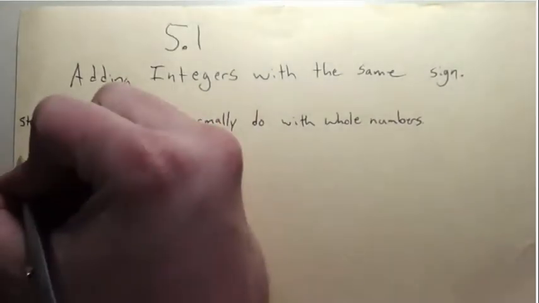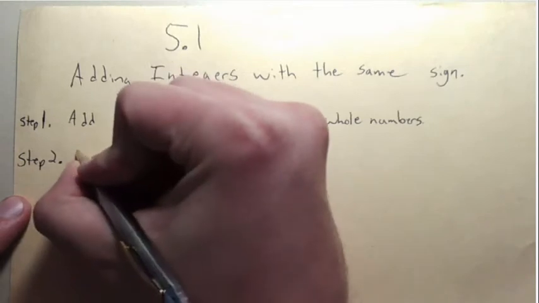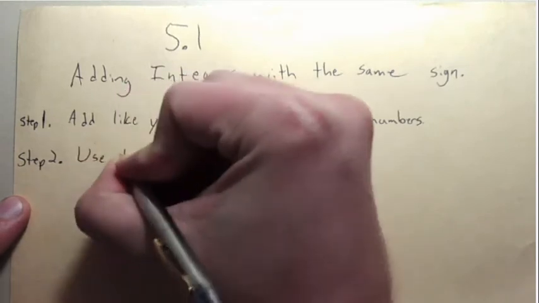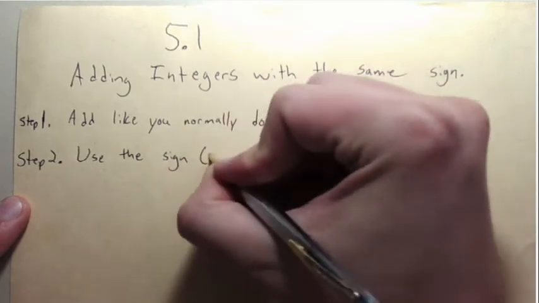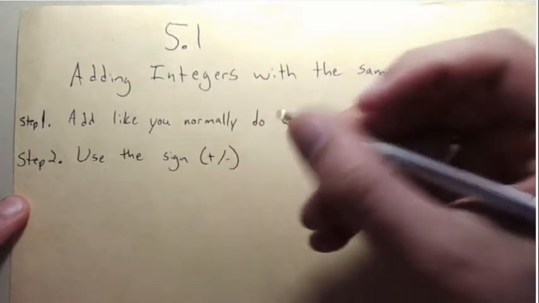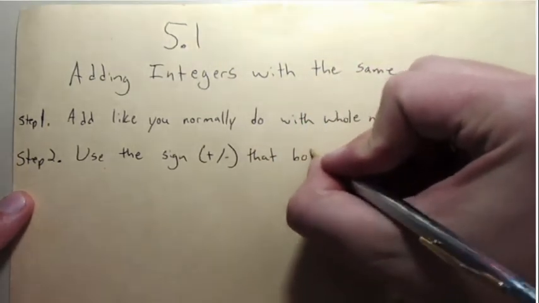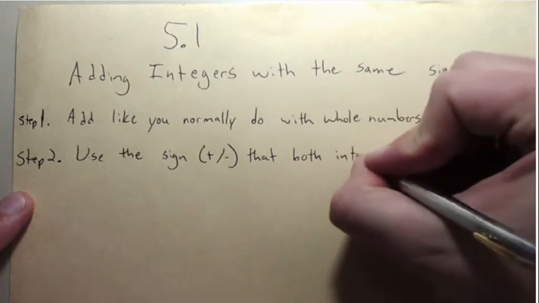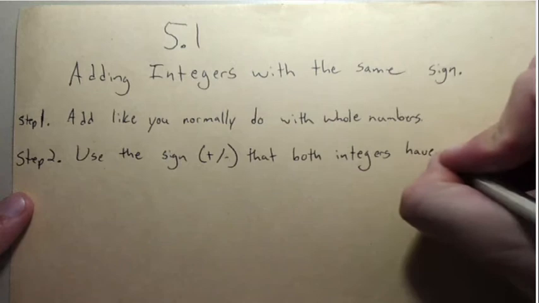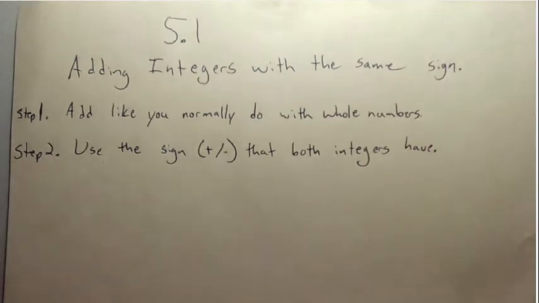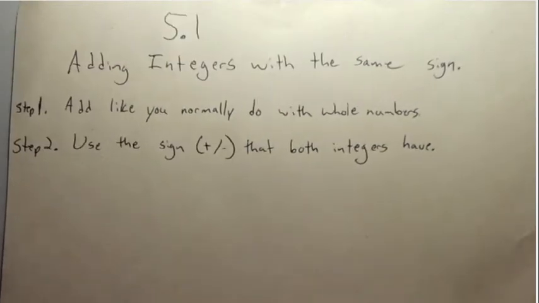And then step 2 is use the sign, whether that is positive or negative, that both of the integers have. And that's it. Those are the 2 steps that you're going to be using when we're adding integers with the same sign. So go ahead and pause the video and make sure that you have both of those ready.